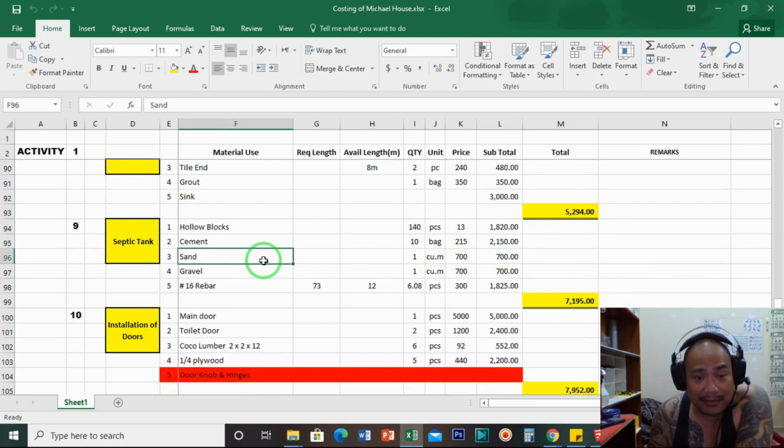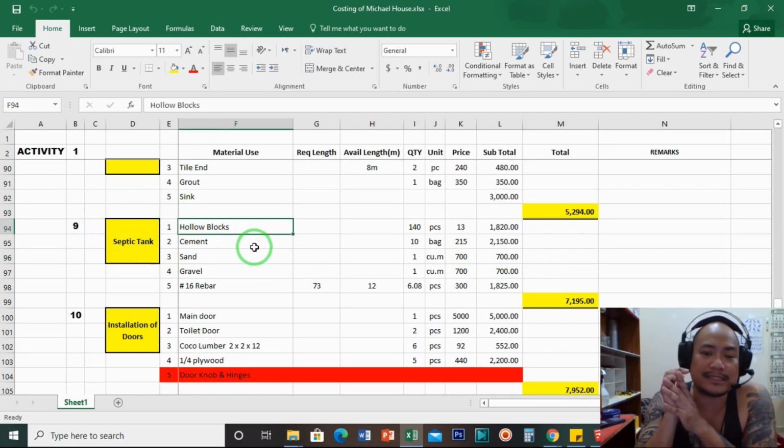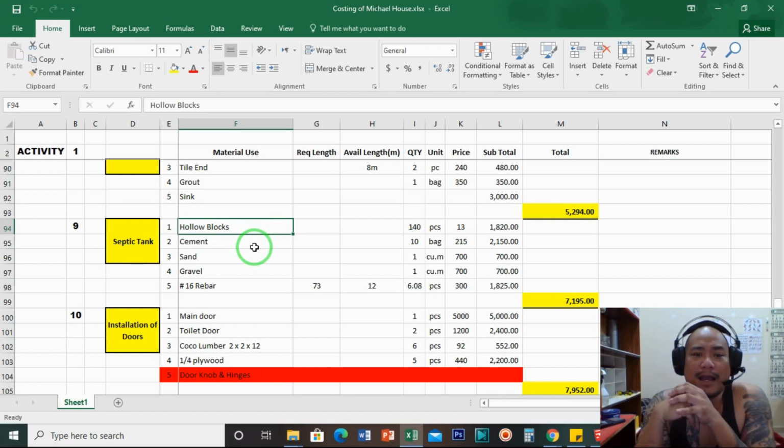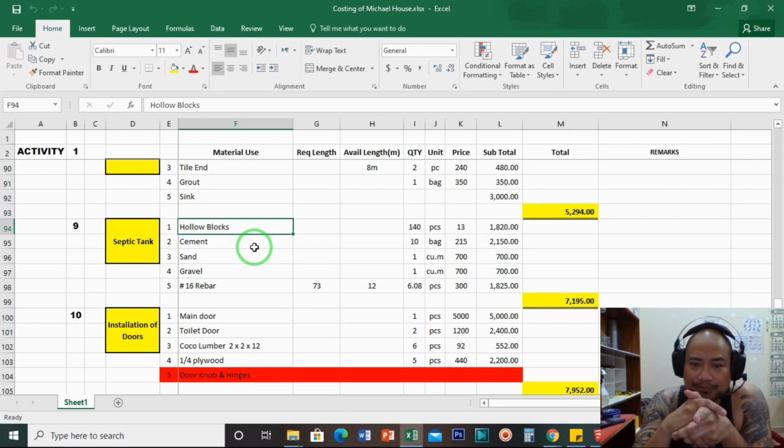And for the septic tank, this is our next activity. For the septic tank, we need hollow block, cement, sand, gravel, and number 16 rebars. Hollow blocks, I need 140 pieces. Cement, at least 10 bags. Sand, 1 cubic meter, 700 peso. Gravel, 700. Number 16 rebars, I need around 7 pieces. 6 pieces is 1,825. So this septic tank will cost me around 7,195 peso.